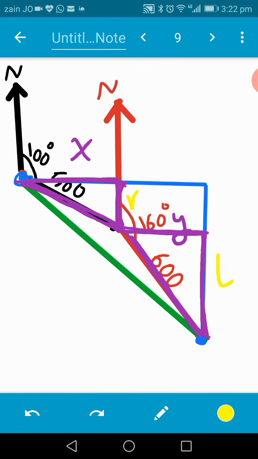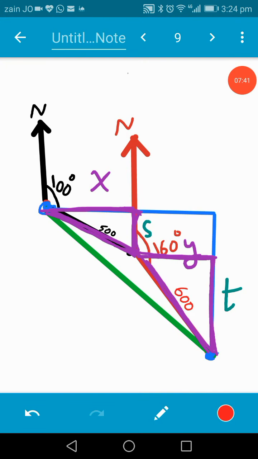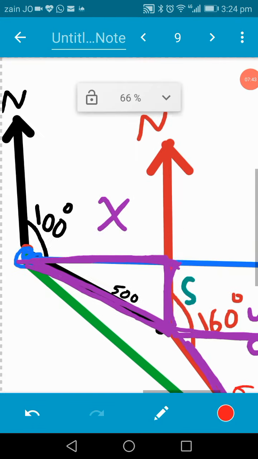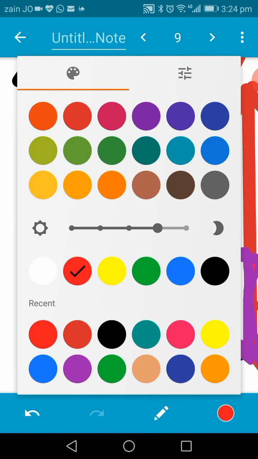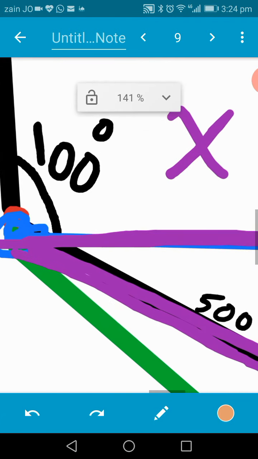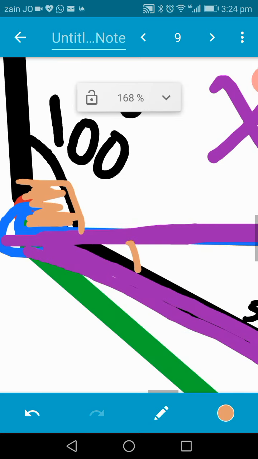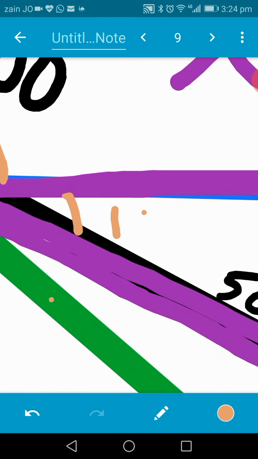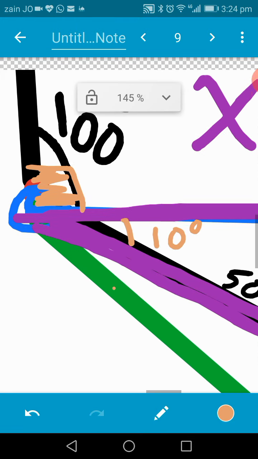Okay, let's change the color. Okay, now teacher, you know now this angle is 100. From this to this is 100, right? That means this angle is 90. So this angle is 10. This angle will be 10 degrees, right?